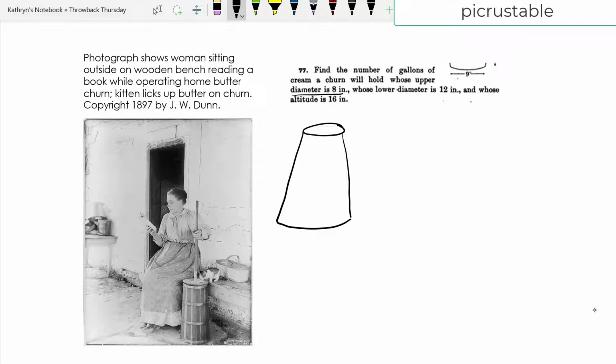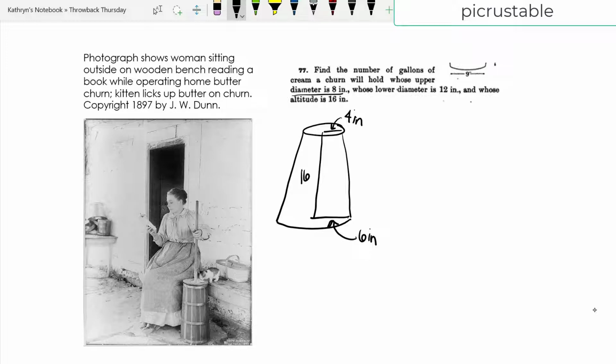Now that's kind of a trick question, right? Because we don't want the diameter, we want the radius. So hopefully you remember that half of the diameter is the radius. So this is actually 4 inches. And then on the bottom, they say the lower diameter is 12 inches. Once again, we don't want the diameter, we want the radius. So this is going to be 6 inches. And they tell us that the altitude or the height is 16 inches.